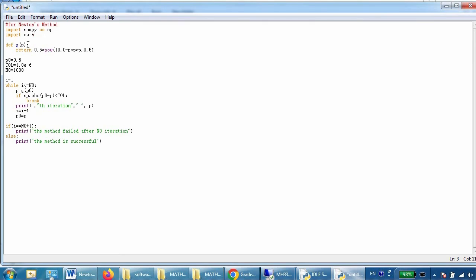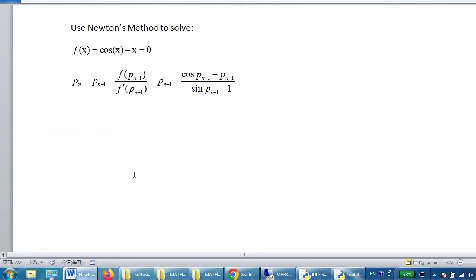And now we're also gonna define FP, and we have P minus math.cos(P) minus P, divided by negative math.sin(P) minus 1. Okay, and this line corresponds to the function, this guy.